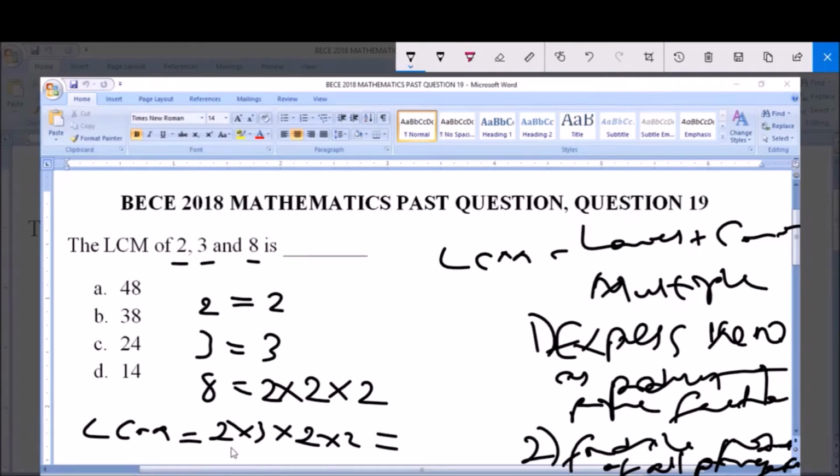Now we have 2 times 3 to give us 6, 6 times 2 to give us 12, and 12 times 2 to give us 24. So therefore the LCM of 2, 3 and 8 is 24. That is, the lowest common multiple of 2, 3 and 8 is 24. From the options here, option C corresponds to our answer, which says what? 24. Therefore C is the correct answer.